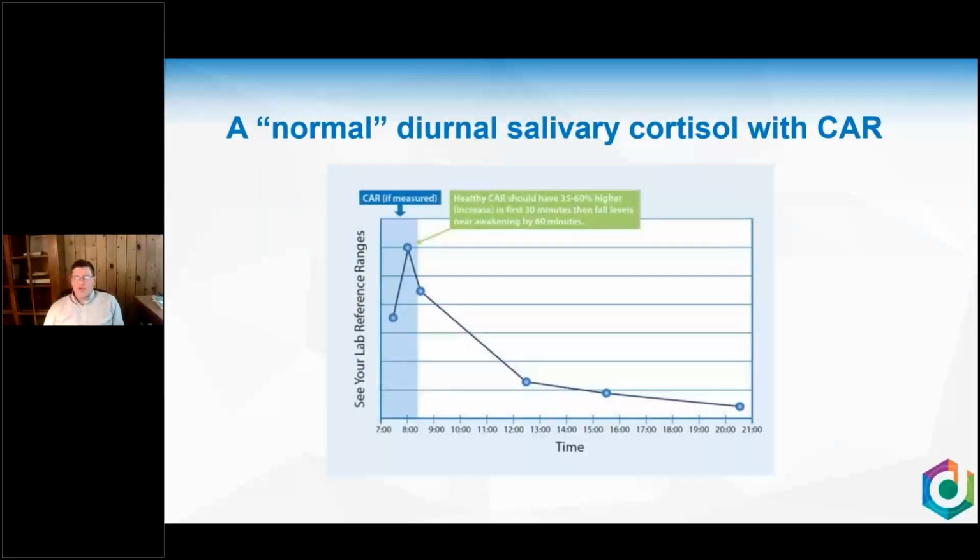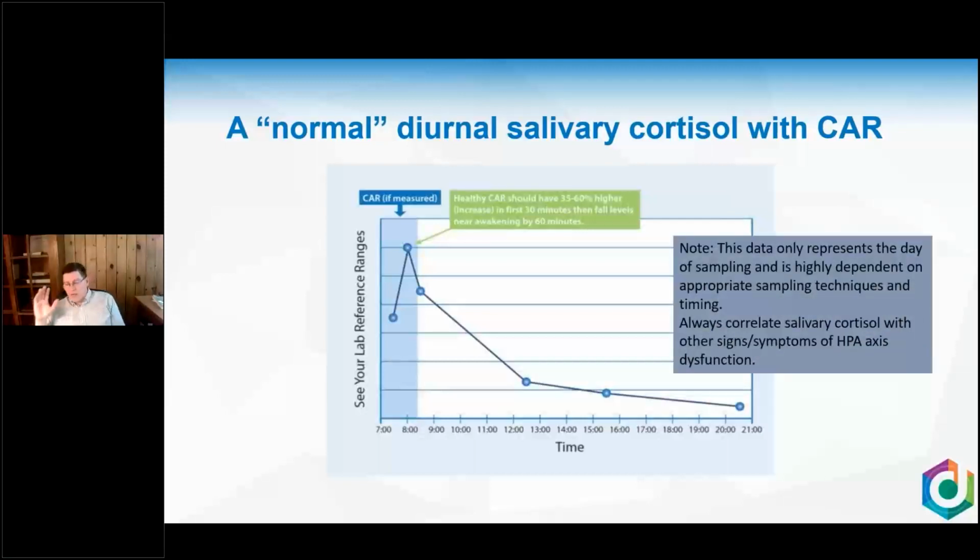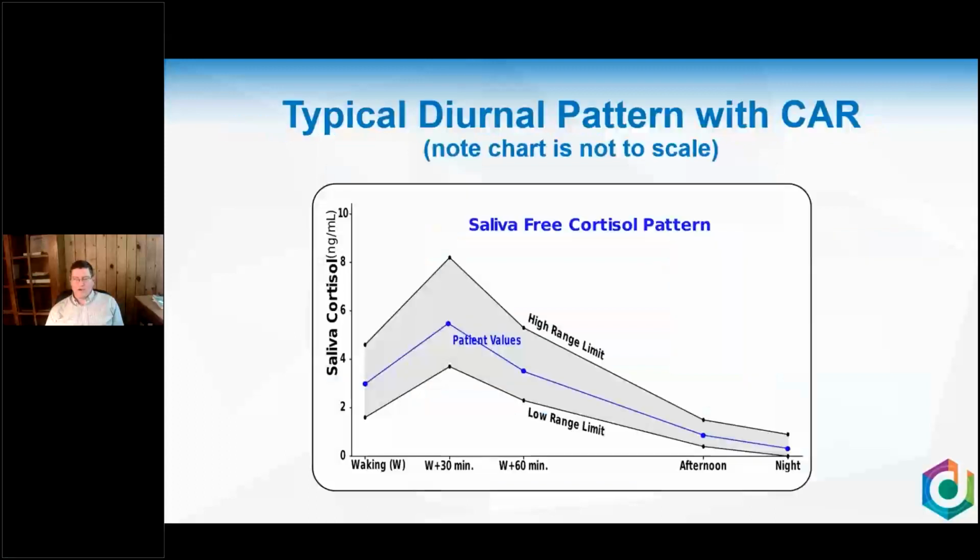So I often show what it would look like if you actually captured what is known as the cortisol awakening response. That's the difference between the time you awaken and the time, typically 30 to 45 minutes later, where it peaks and then comes back down. The area under the curve, or what you're measuring, can be dynamically different if you do that. I always remind people that this data only represents the day of sampling. So it's really important for you to understand that.